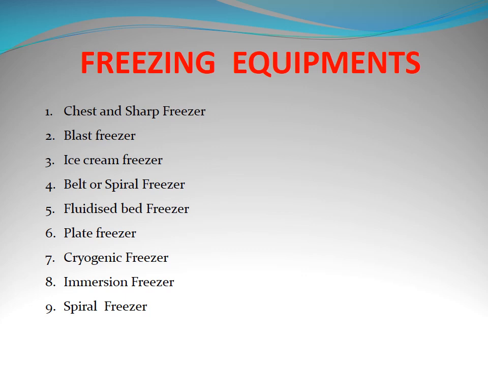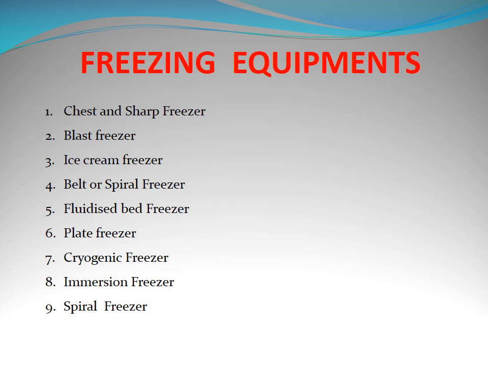We know that there are various types of methods according to the construction and specifications of the equipment we use, because there are two methods of freezing. The first is sharp freezing, also called slow freezing. The second one is quick freezing.